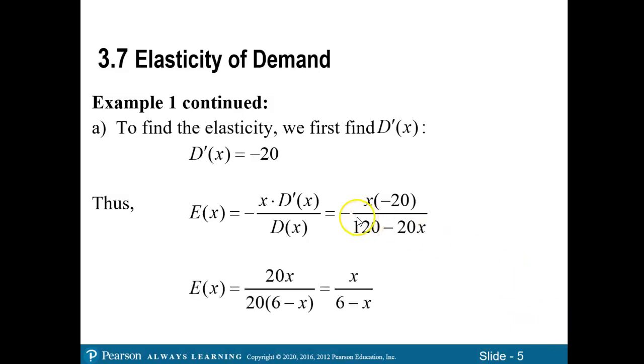We're just going to clean that up a little bit. This negative times this negative makes a positive, so that numerator becomes positive 20x. On the bottom, we can factor out 20, leaving 6 minus x. And then I can cancel the 20s, simplifying to x divided by 6 minus x.